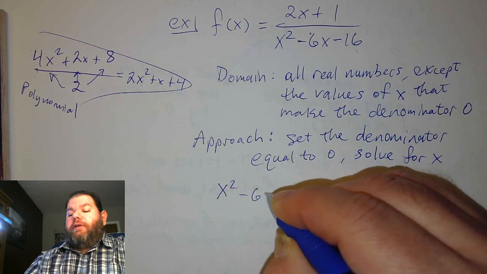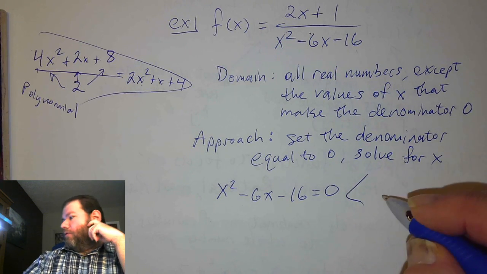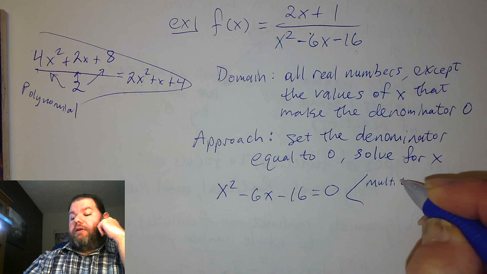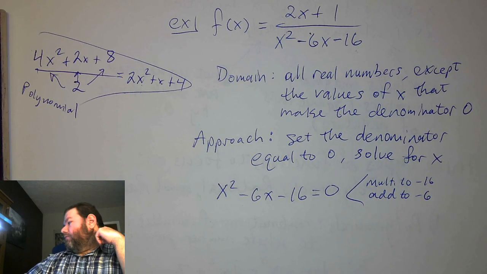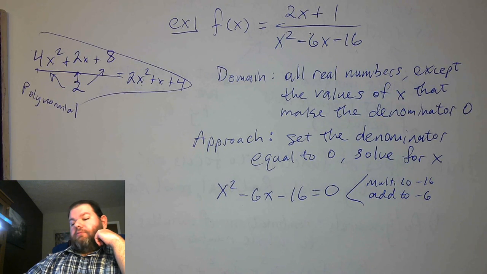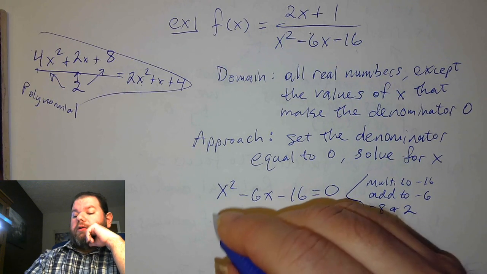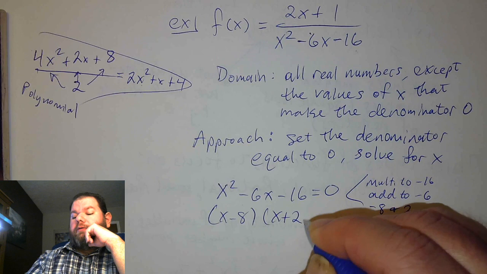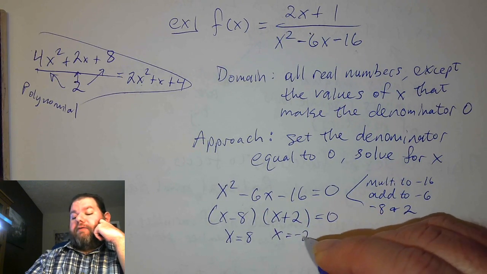So if we took x squared minus 6x minus 16 equal to 0, this is a factorable trinomial. We need two numbers that multiply to negative 16 and add to negative 6. Negative 8 and 2, good. So (x minus 8)(x plus 2) equals 0. And so we get x equals 8 and x equals negative 2.